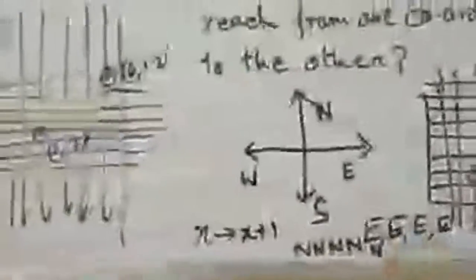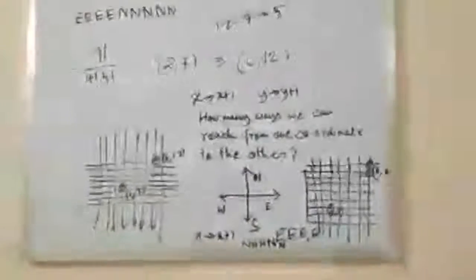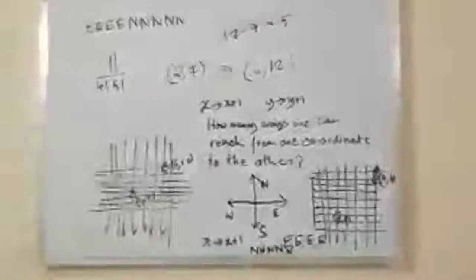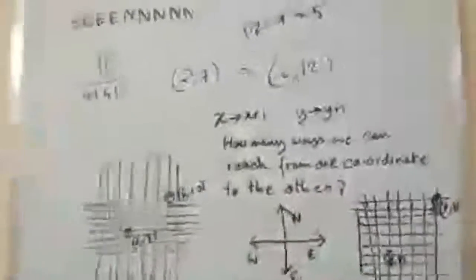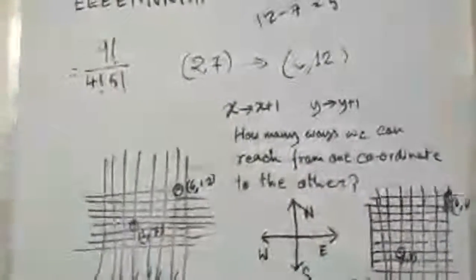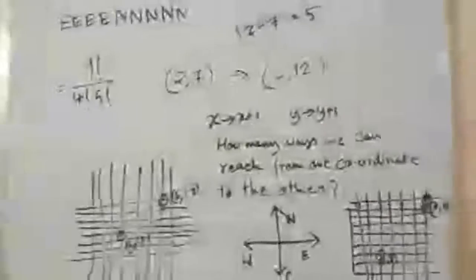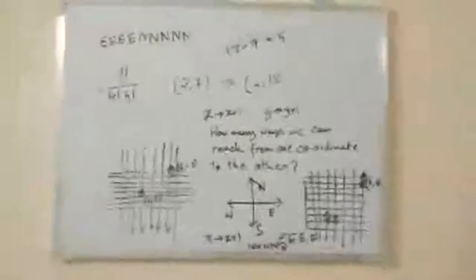Okay, if you have understood, just let me know in the comment section if you have understood this problem. So it will not be 6 moves, it will be 9 moves. I mean, sorry, it will be 5 north moves and 4 eastward moves. Okay, Deepak has understood. Thank you, Deepak. So this is 9 factorial divided by 4 factorial times 5 factorial, the total number of moves possible.